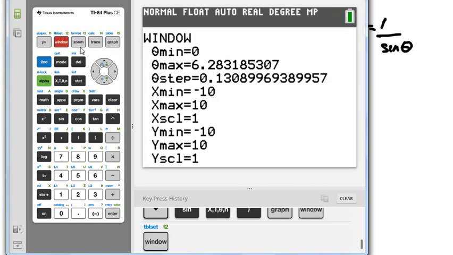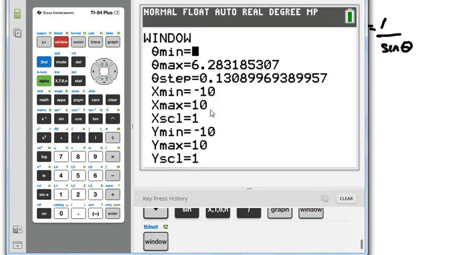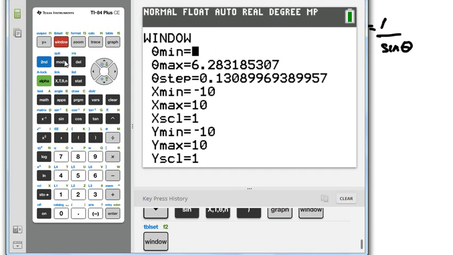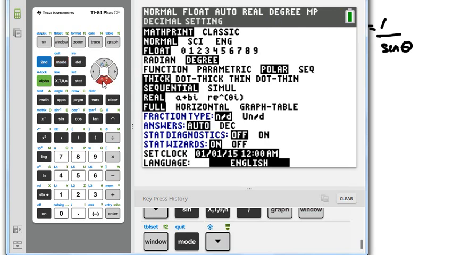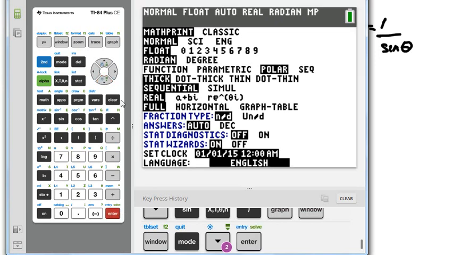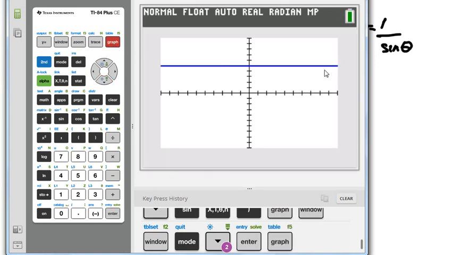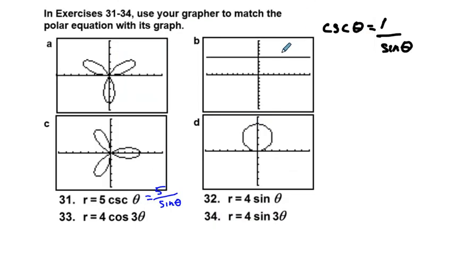Nothing. Let's go to window. Well, our window is right. It looks like everything should be right here. Not quite. Look at what our angle is in. It's in degrees. We're going to need to change that to radians. So I go over here. There's a lot of troubleshooting involved in these. So now we graph, and we see a horizontal line where y equals 5. So that's what the graph looks like, and that's going to be graph B. So I'm going to put B next to this right here.